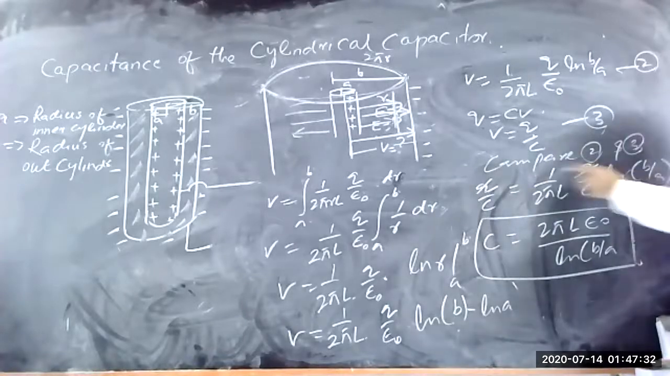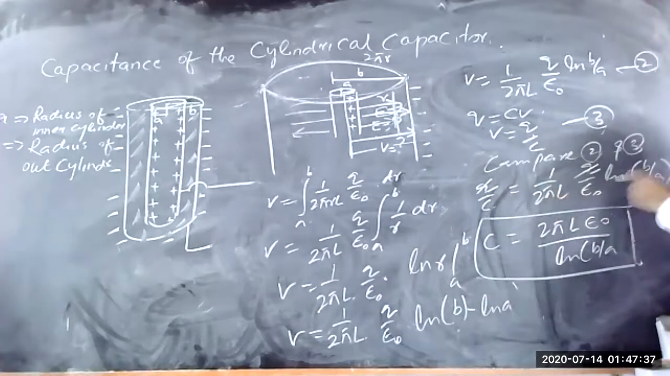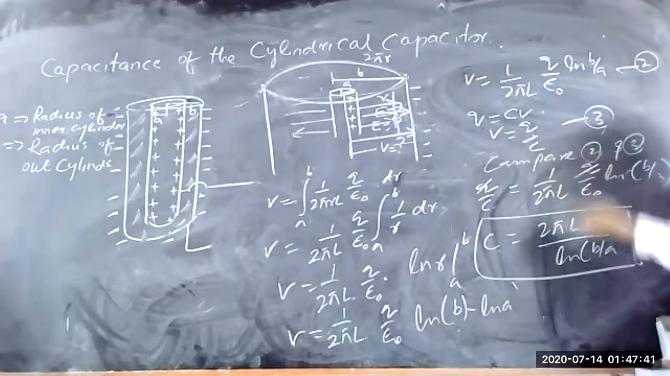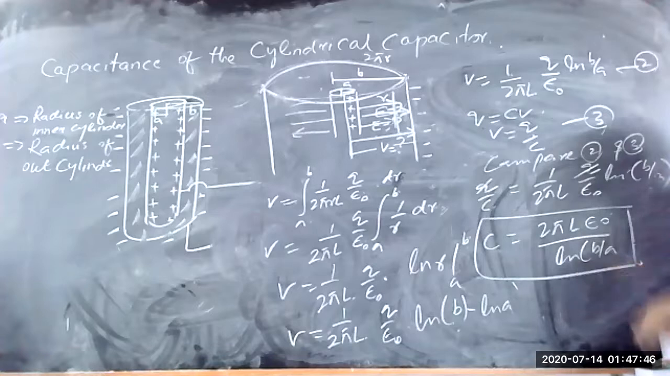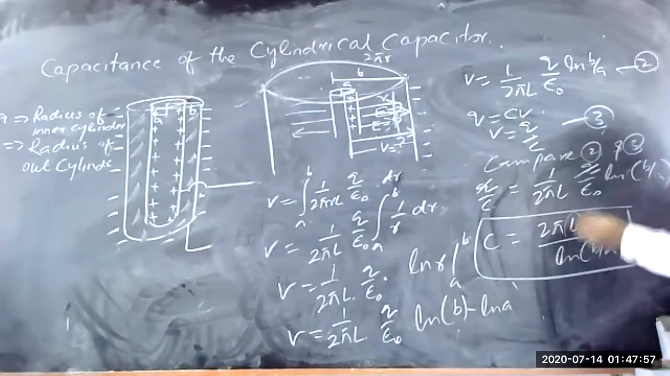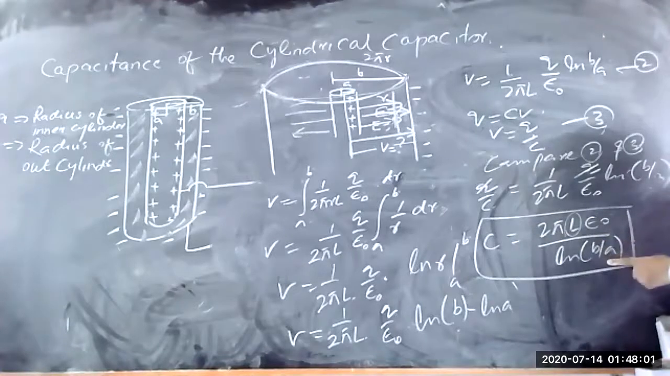So here Q cancels, 1 upon C is equal to 1 upon 2 pi L epsilon naught log of this. इसका रेसिप्रोकल लें तो C is equal to ये भी उल्टा हो जाएगा, 2 pi L epsilon naught, ये नीचे. So as a result, this is the capacitance of the cylindrical capacitor. The cylindrical capacitance is directly proportional to the length and inversely proportional to the log of the ratio of the diameters.